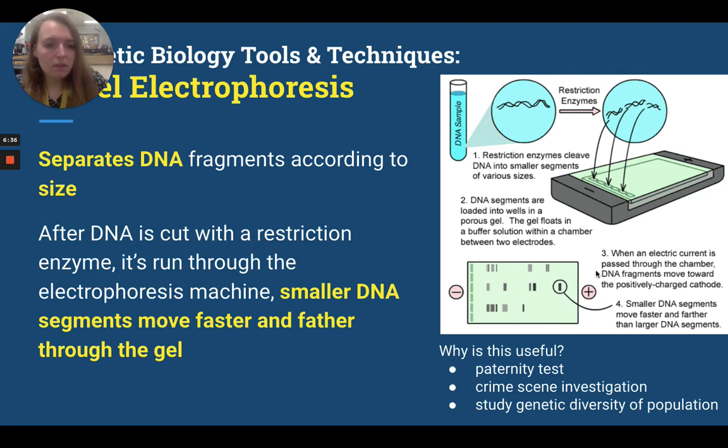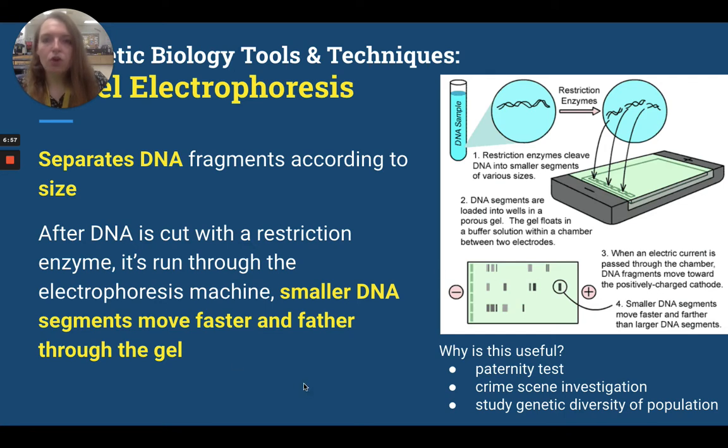So towards the positive end of the machine, we have smaller pieces of DNA. You can see I'm pointing to the bottom right of the gel here. So these are smaller pieces of DNA. And the pieces that are closer to the top are longer. They're bigger pieces. They weren't able to make it through the obstacle course to the positive end.